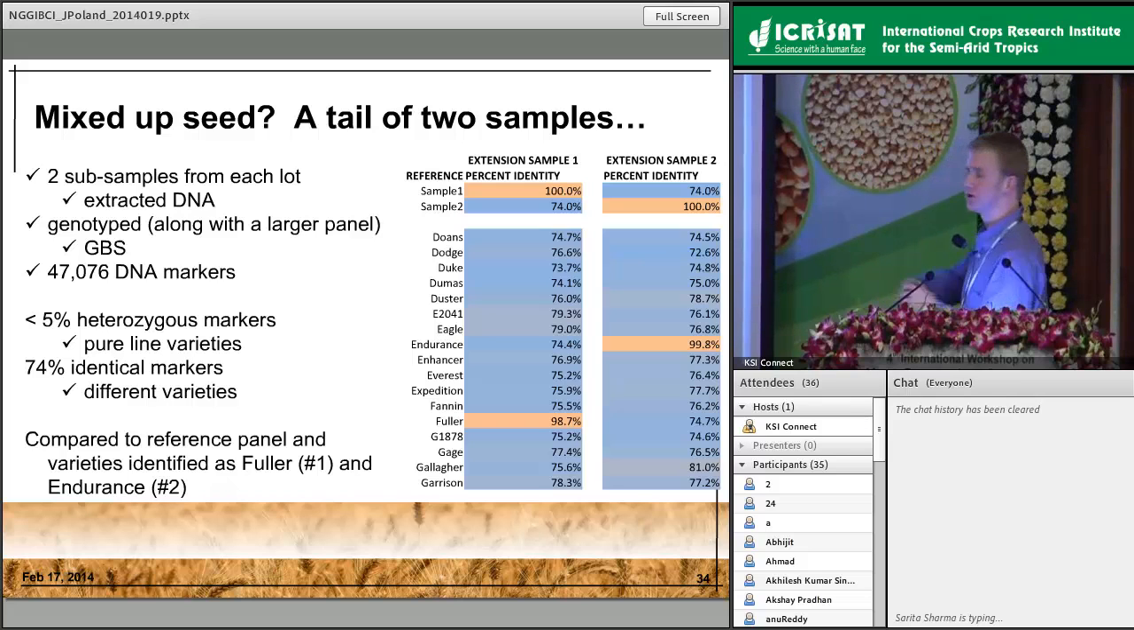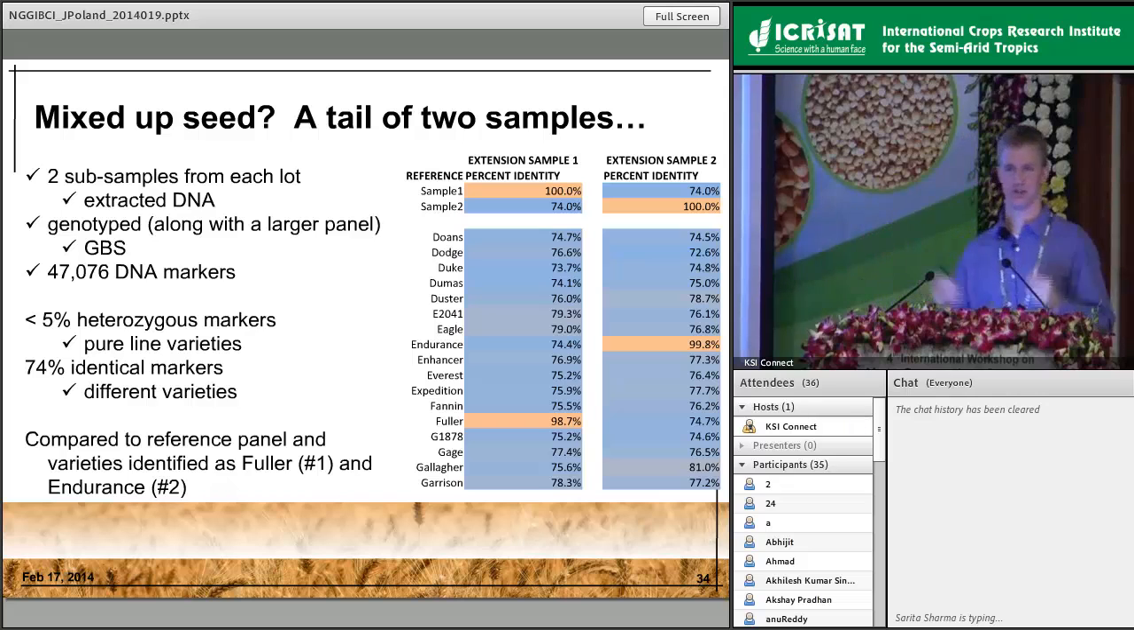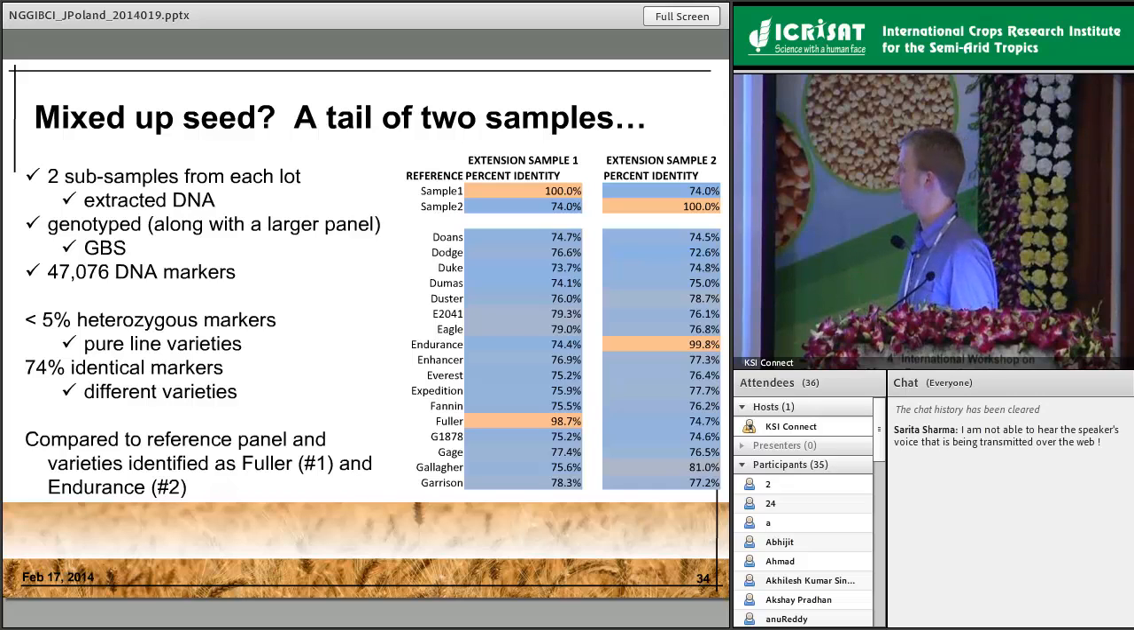We have a huge reference panel that's been genotyped just as part of our routine breeding efforts. And so we could go in there really easily and say sample 1 was 98.7% identical to the variety Fuller, and the other one was 99+% identical to Endurance, and these are well within our 1% error rate for GWAS. And so we can easily go in, check the variety, and then give that information back to the farmers and the seed growers.